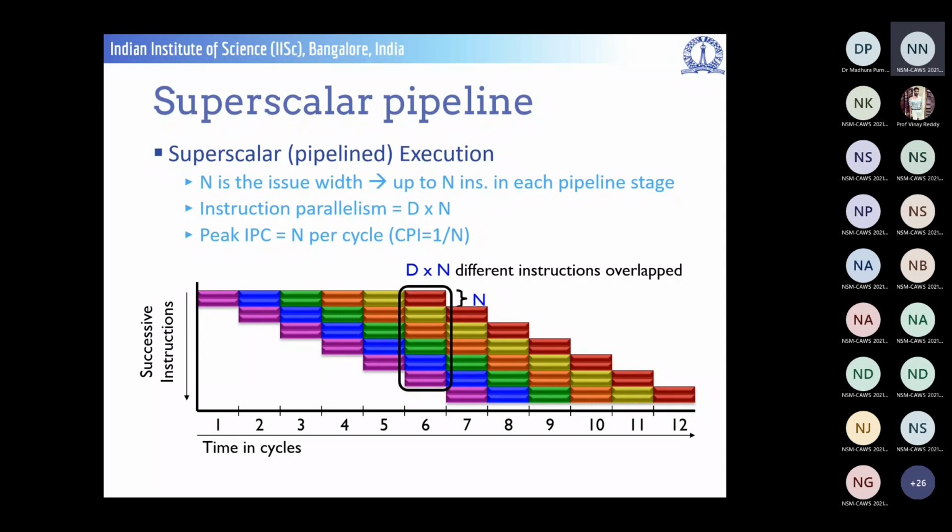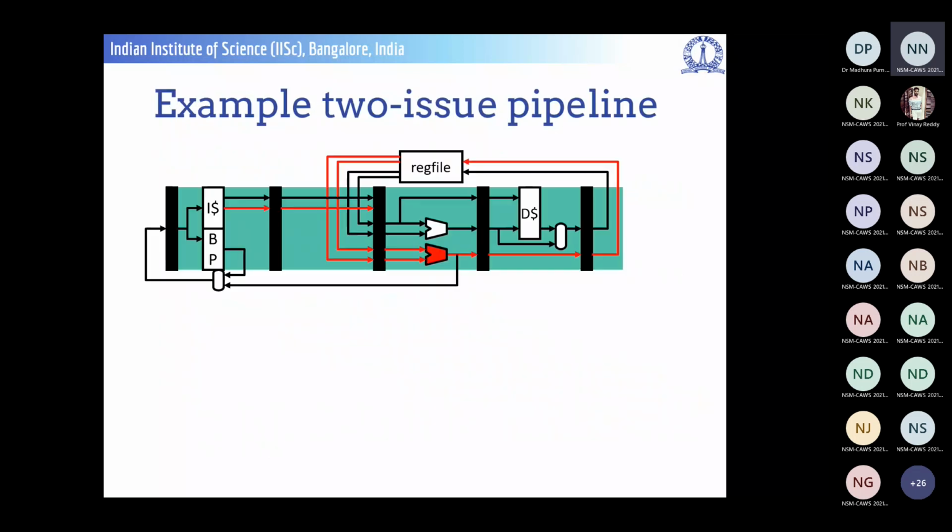Maximum IPC could be n, or CPI 1 by n, right? So that's how you can try to push your achievable IPC beyond 1 with a superscalar pipeline. So how can it actually look? This is a very high level schematic diagram. How does it look?